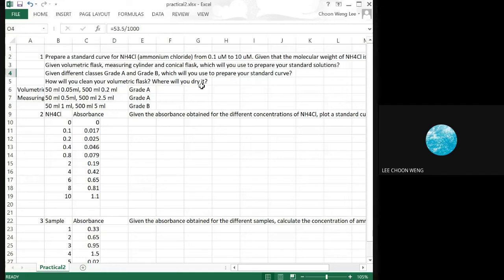Once you say it's the oven, then it's definitely out. Because you can only air dry a volumetric flask. You cannot place it in the oven. Once you place it in the oven, the expansion changes the volume, increases the error, and it is no longer accurate. Of all the glassware in the lab, volumetric flasks cannot be dried in an oven. So if you see volumetric flasks in the oven, there's something very wrong in the lab.